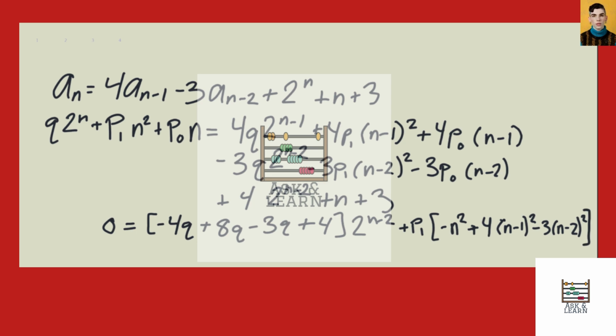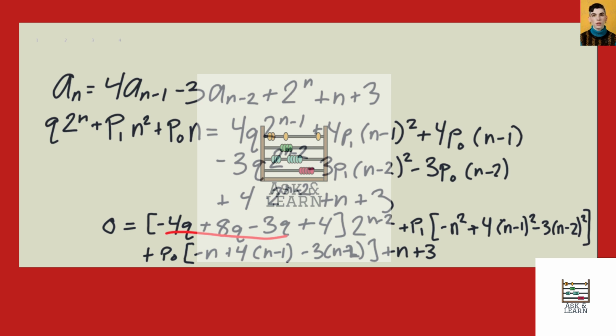And then we're going to add p naught times negative n plus 4 times (n minus 1) minus 3 times (n minus 2), and then plus n plus 3. Okay, and so that can be simplified. You can see a lot of these similar elements inside the brackets here.